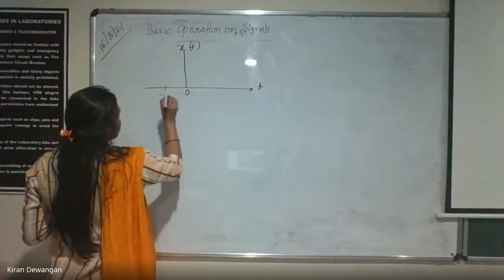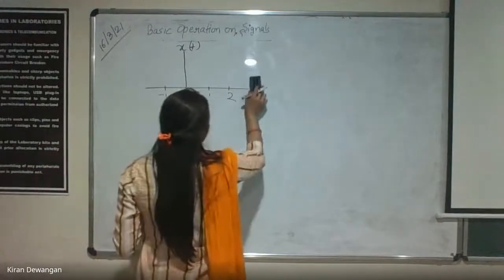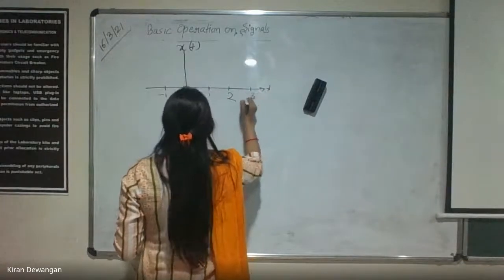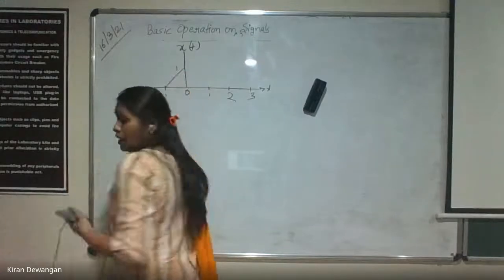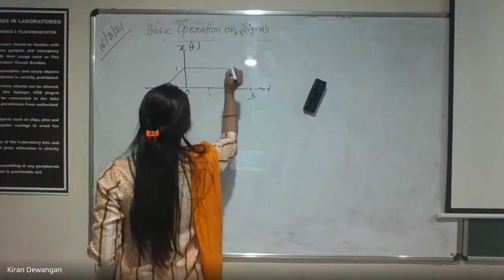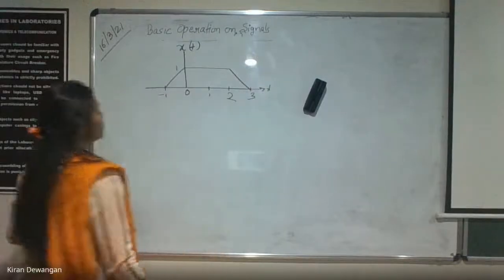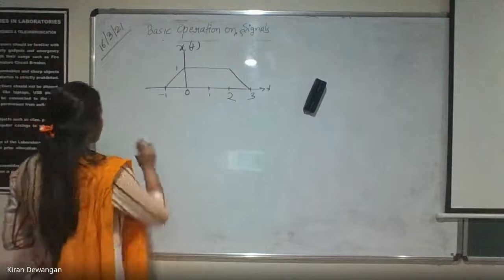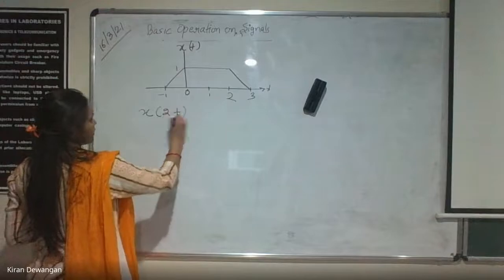It starts at -1, 1, 2, 3. This is the value 1, and from 1 to 2, it is constantly 1. From 2 to 3, again there is a drop. This is my x(t). Now I have to plot x of 2t.